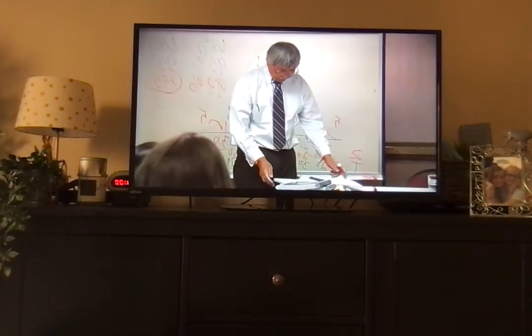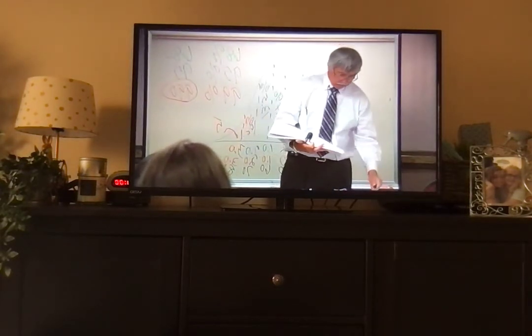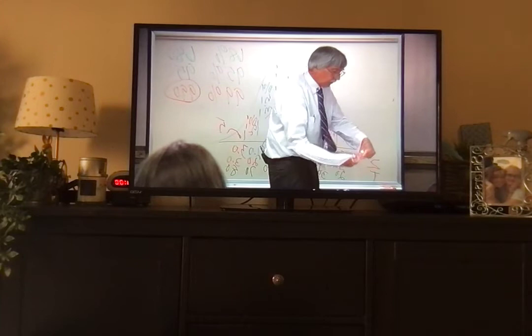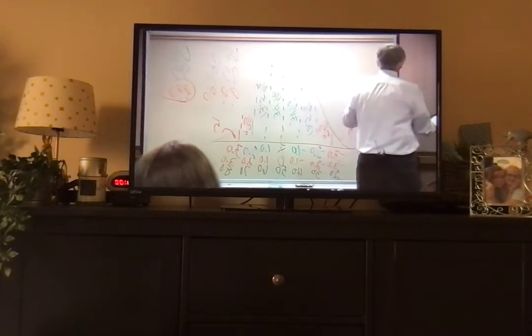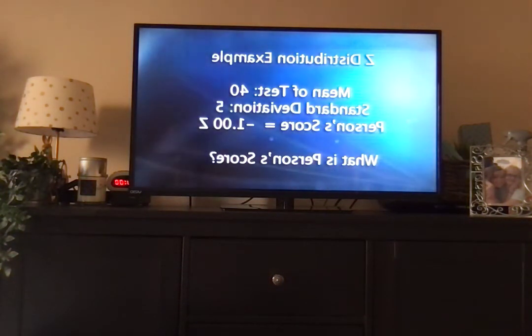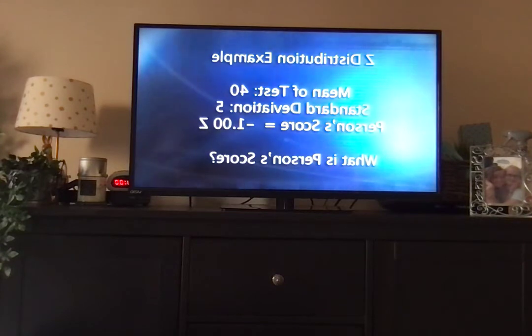Okay, I'm going to take you through a couple examples here, one for the Z and one for the T. And let me do the Z first. Let's say that somebody takes the test, which has a mean score of 40, and the standard deviation for the scale is 5. The person takes the test and ends up with a z-score equal to -1z. The question becomes, what is that person's score?